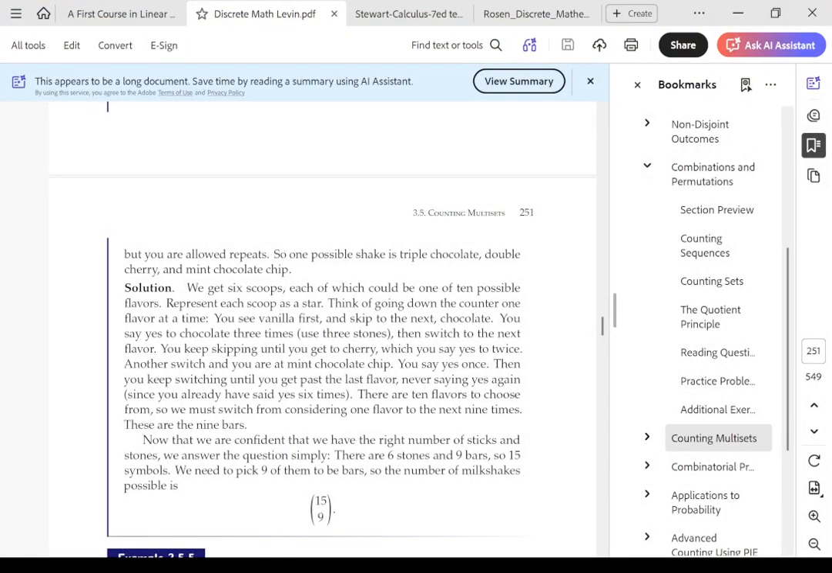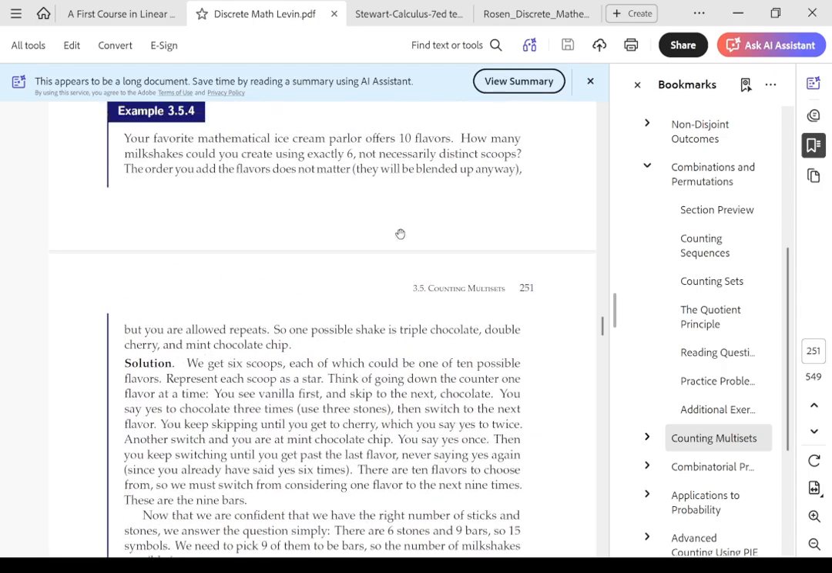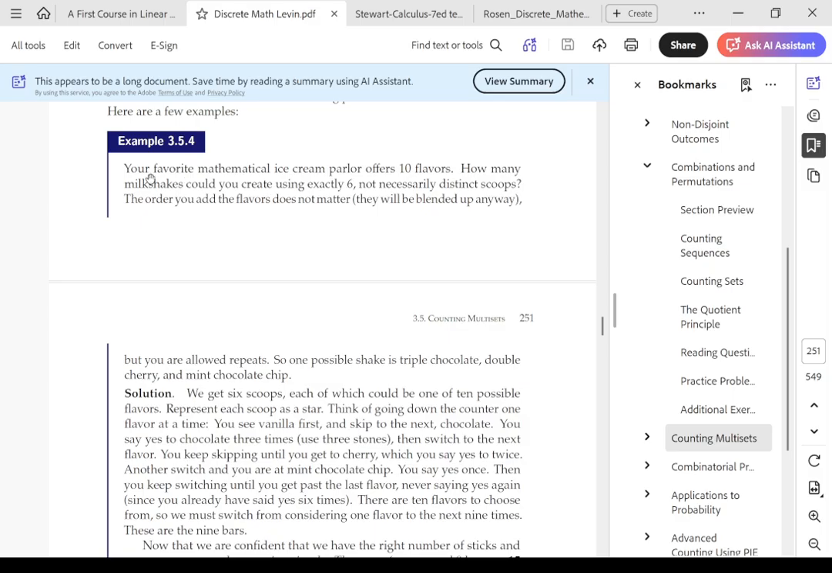Okay, so let's run through a couple of examples applying the sticks and stones here. Now, I do want to just focus on one of these problems in the textbook that we use, so let's take a look at the problem here.